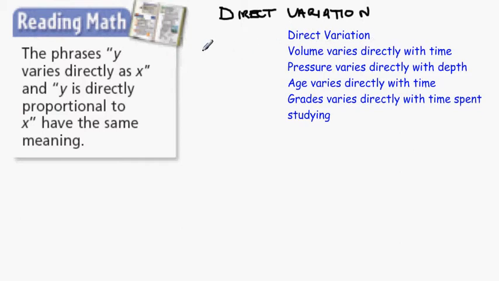And we would write this in the following fashion. Whatever varies directly is on the left side of the equation. So you go volume equals KT, where K is your constant of variation. Okay? Pressure varies directly with depth.